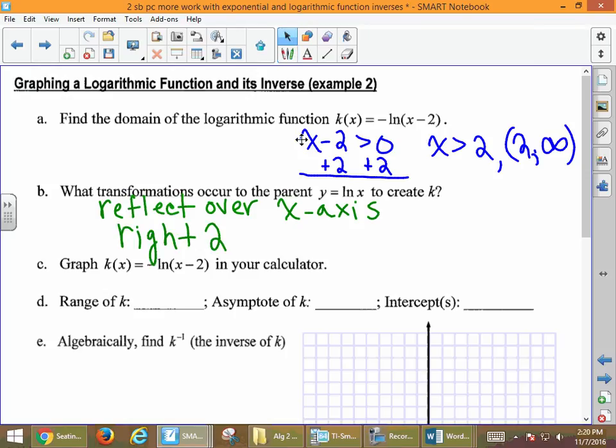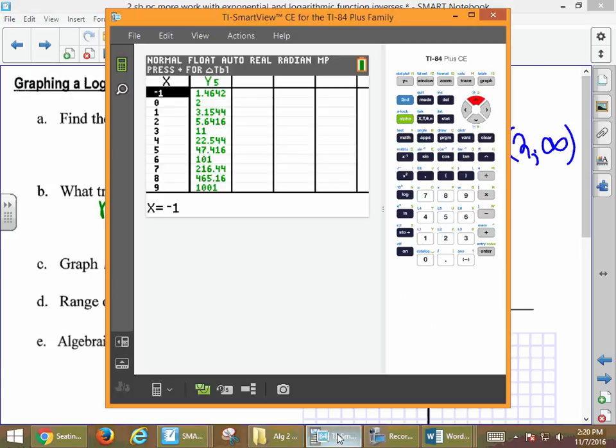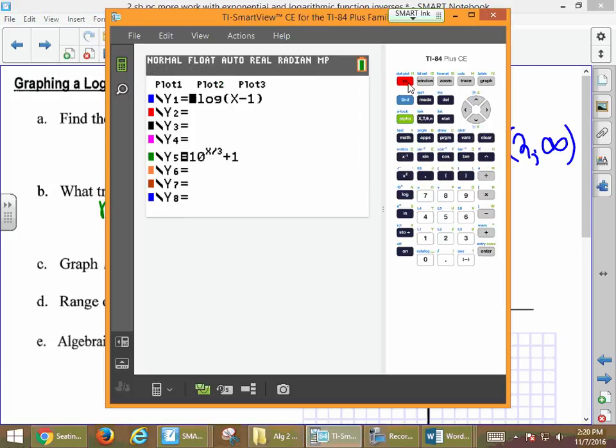So now we're going to go ahead and graph this function. So if we go back in here and we clear out the first function, and I need to clear out this function.